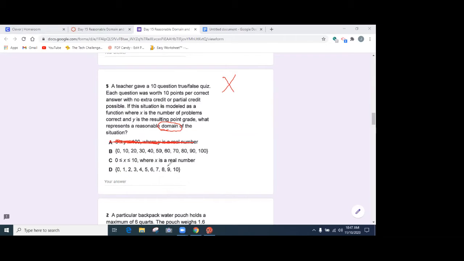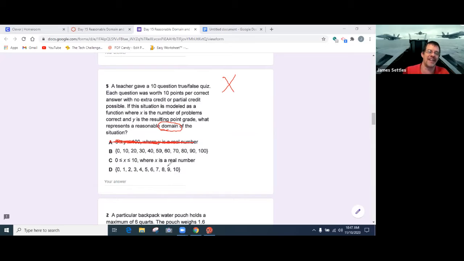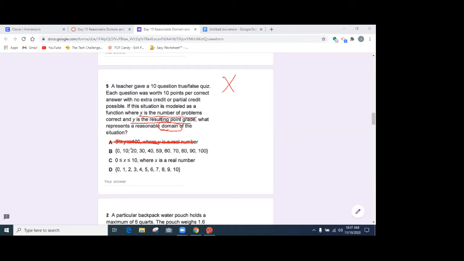So before, you're right, but let me explain why. When we look back, is there something that explains what X is? Well, it says X is the number of problems and Y is the resulting grade. So Y is the grade and X is just the number of problems.